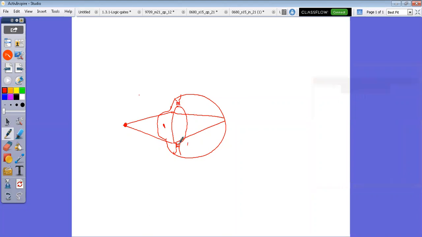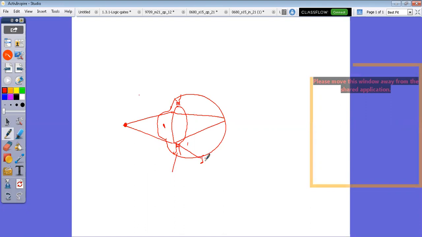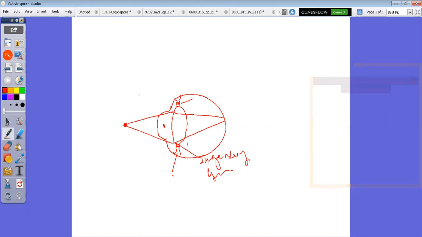I said they are the suspensory ligament and ciliary muscles. Suspensory ligament, check your diagram. In your book, didn't you draw that? The suspensory ligament and ciliary muscles. Now, the ciliary muscles are at the end here.